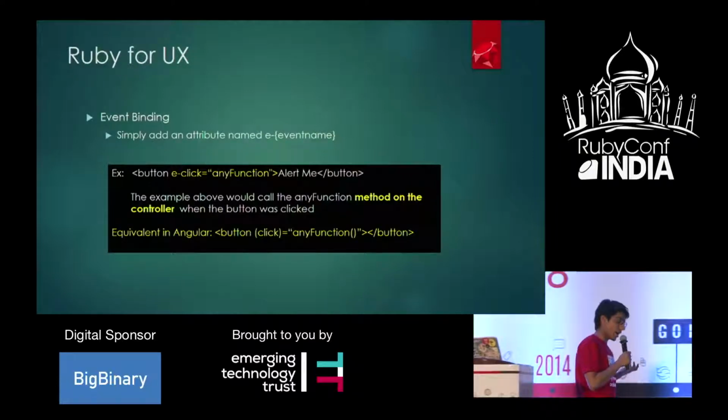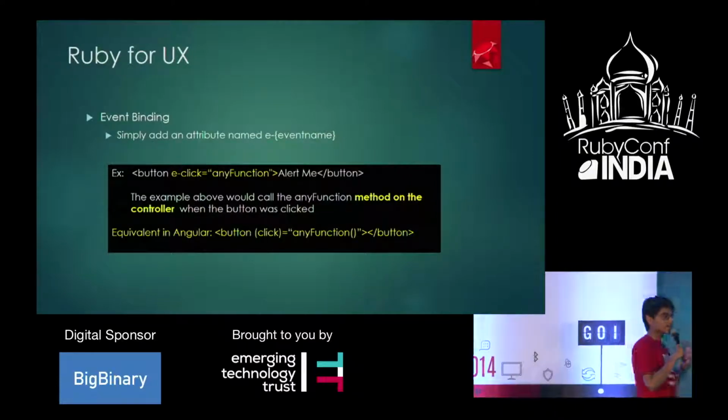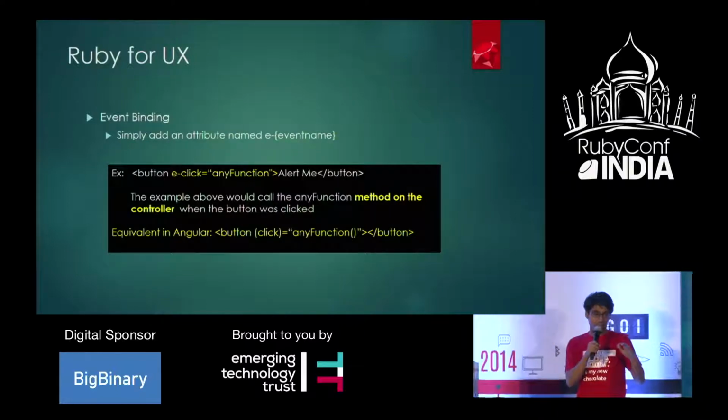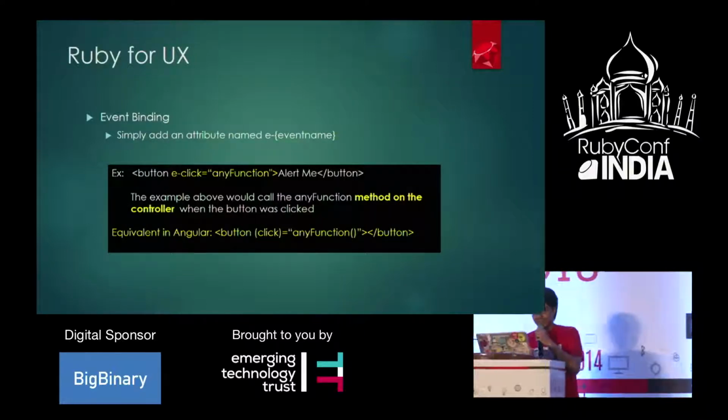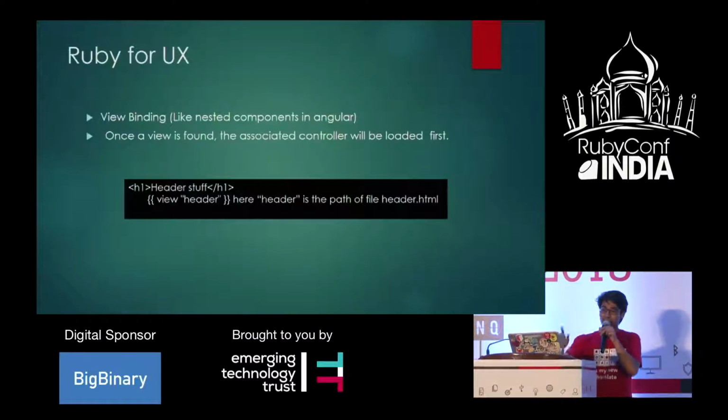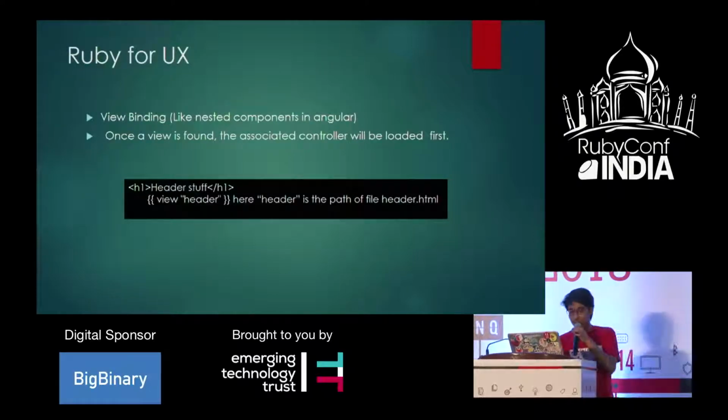Event binding: not only attribute binding, but event binding. Events such as click, mouse down, key up. All these events you can handle in pure Ruby. Okay, we are out of time. So, Ruby for the UX. We also have components, which are different views, and are quite different from partials in Rails.